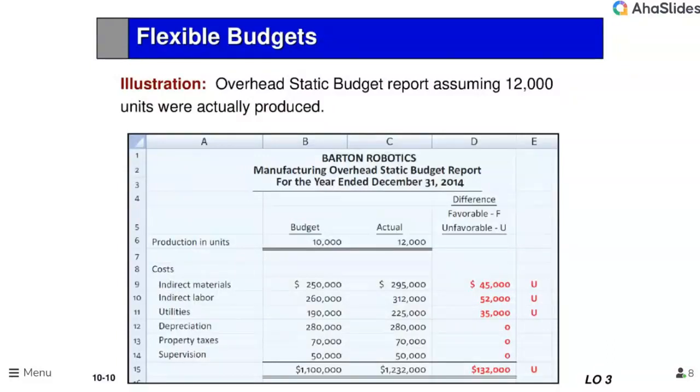Okay, how do they vary? With what activity? There are two types of activity, production and sales. So how do they vary? With what? Maybe production. Number of units produced. Right, you're absolutely right.